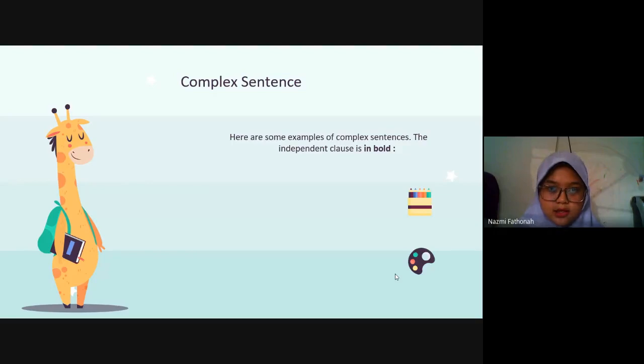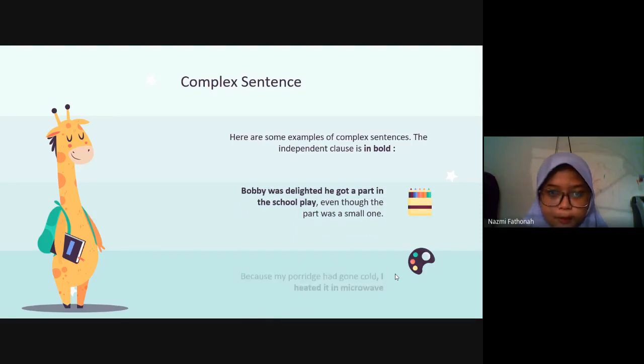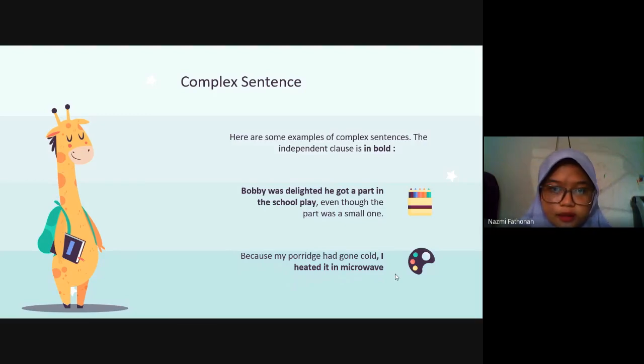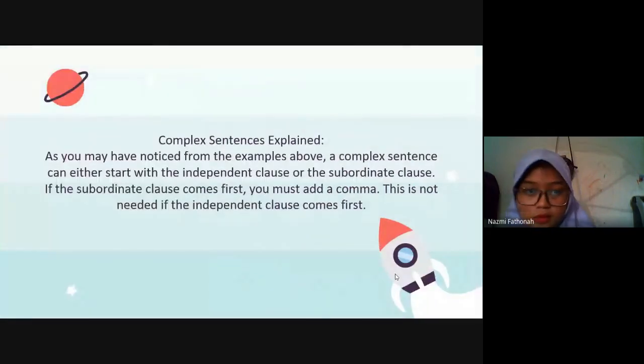Complex sentence. Here are some examples of complex sentences. The independent clause in bold. Bobby was delighted he got a part in the school play, even though the part was a small one. The independent clause is Bobby was delighted he got a part in the school play. The second example is: because my porridge had gone cold, I heated it in the microwave. The independent clause is I heated it in the microwave.